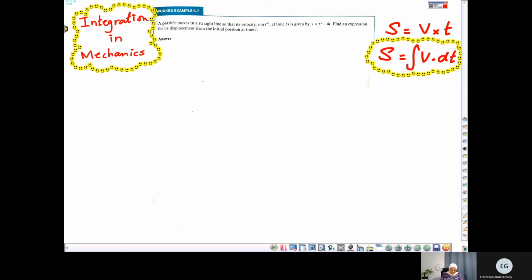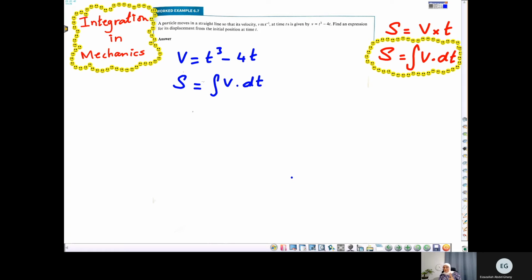A particle moves in a straight line so that its velocity v meters per second at time t is given by v equals t cubed minus 4t. Find an expression for its displacement from the initial position at time t. V equals t cubed minus 4t, and we need to find the displacement. Displacement is the integral of velocity with respect to time.